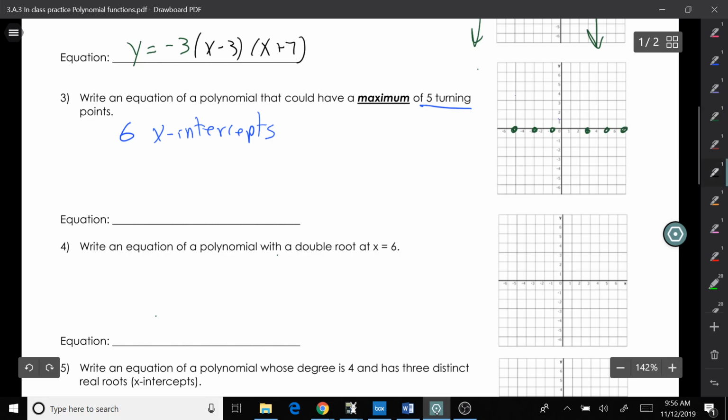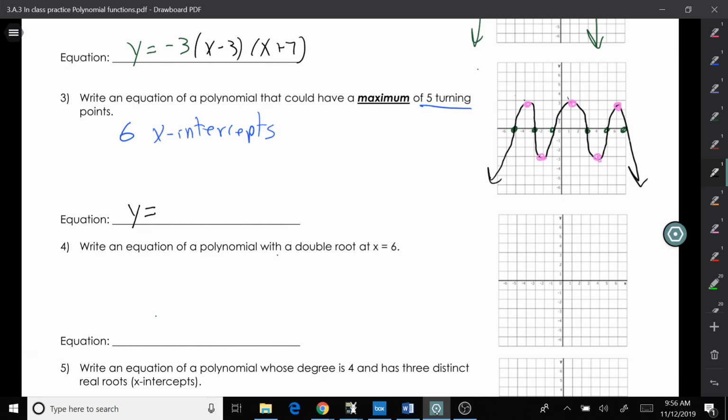Now, if I were to connect this, how many turning points do we have here? 1, 2, 3, 4, 5. So then we can write our equation, y equals, both ends are going down, so our leading coefficient is going to be negative.